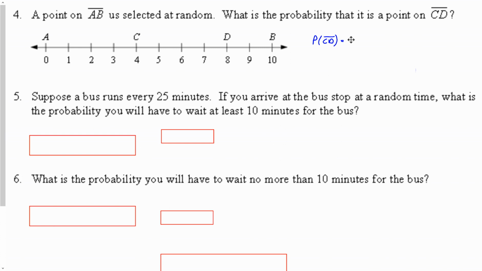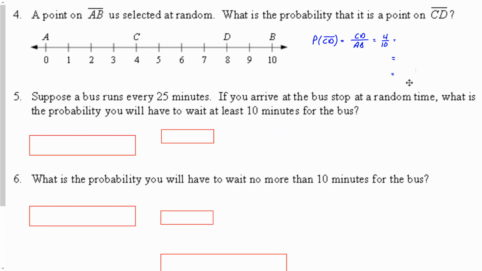So when I go to actually calculate the probability, I have to put the length of the favorable segment, which is CD, that's where I want the point to occur, over the total possible length, which is the entire length of segment AB. So now we use our picture that we're given, this number line. The length of CD is just 4, from 4 to 8. And the length of AB from 0 to 10 is 10.